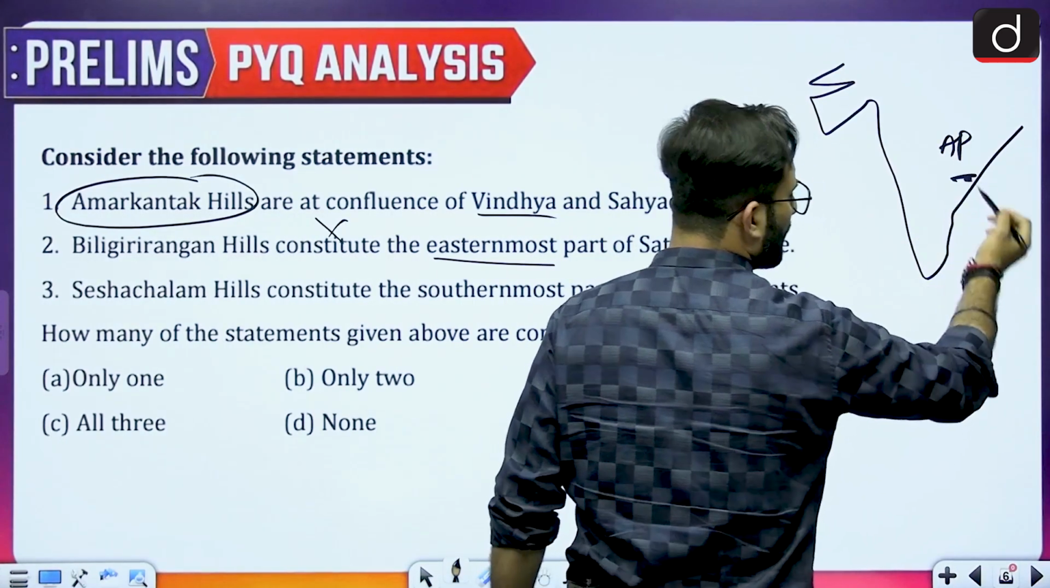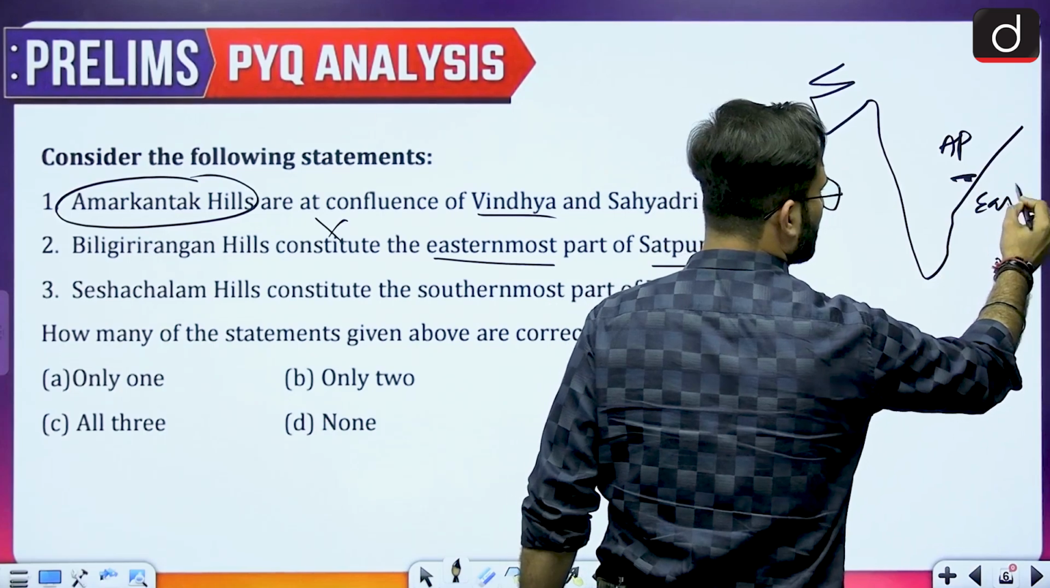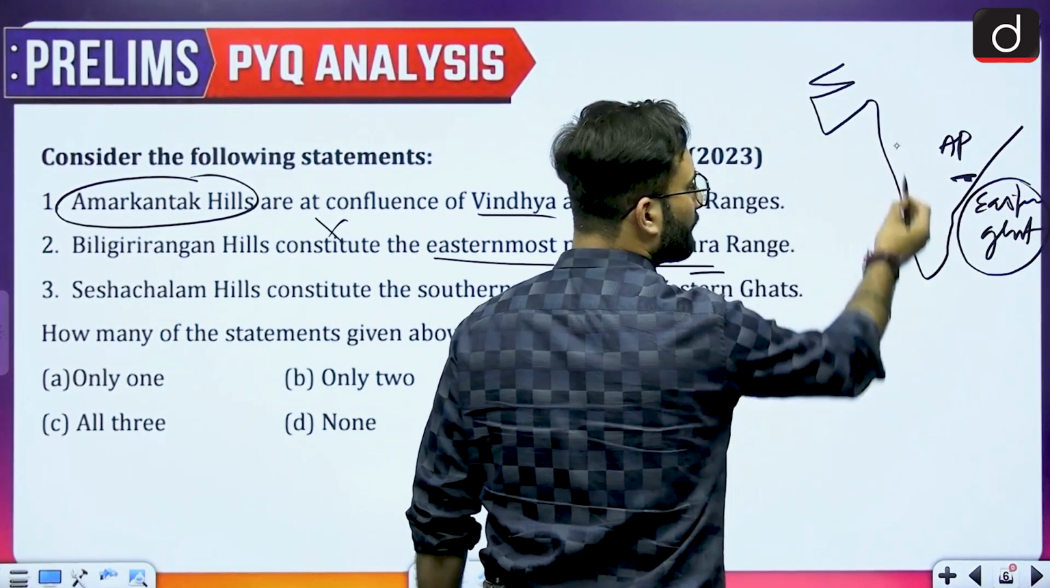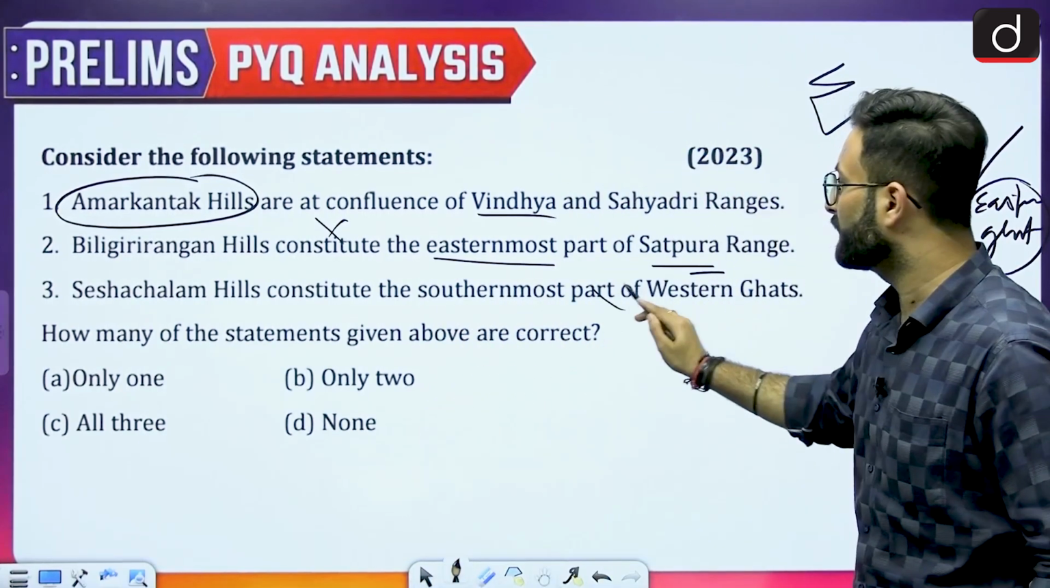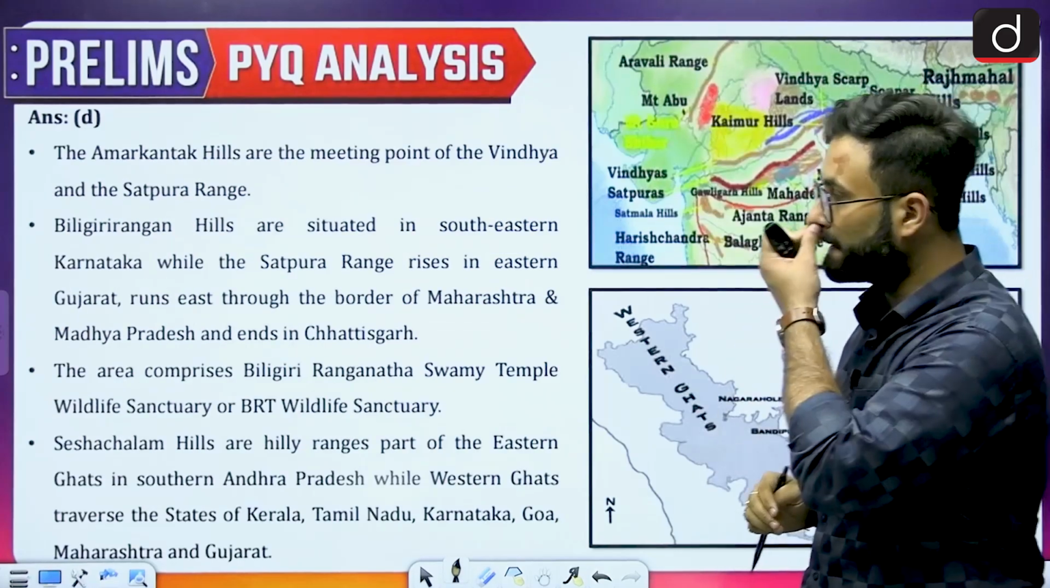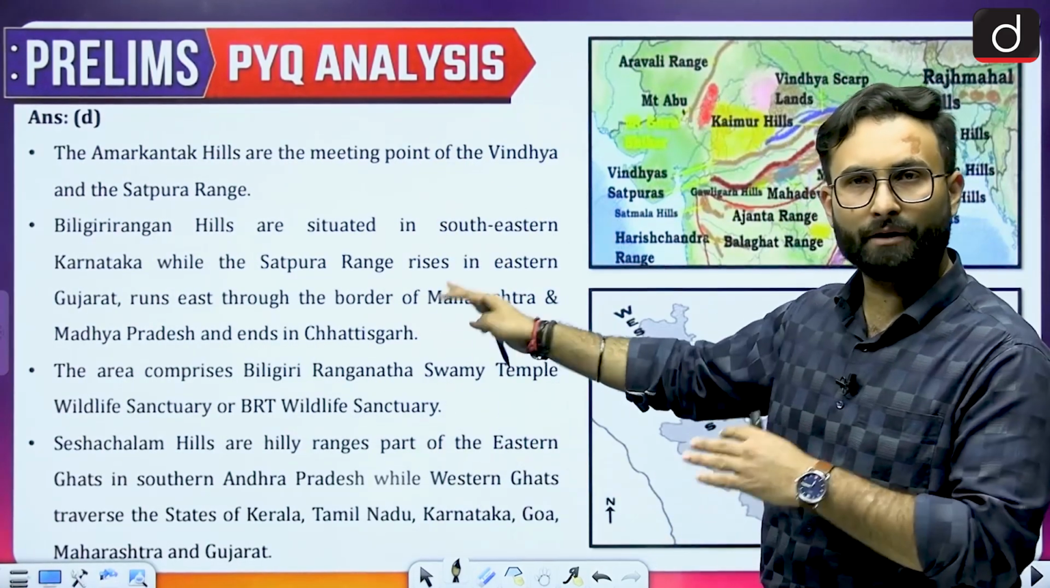Okay, somewhere over here they are located, and this is your Eastern Ghat. So we can say that this is on the Eastern Ghat and not on the Western Ghat. So that is why this statement becomes incorrect. So option D would be the right answer: none of them is correct over here. Now here you can see this is the explanation you can go through, because I have already told you.